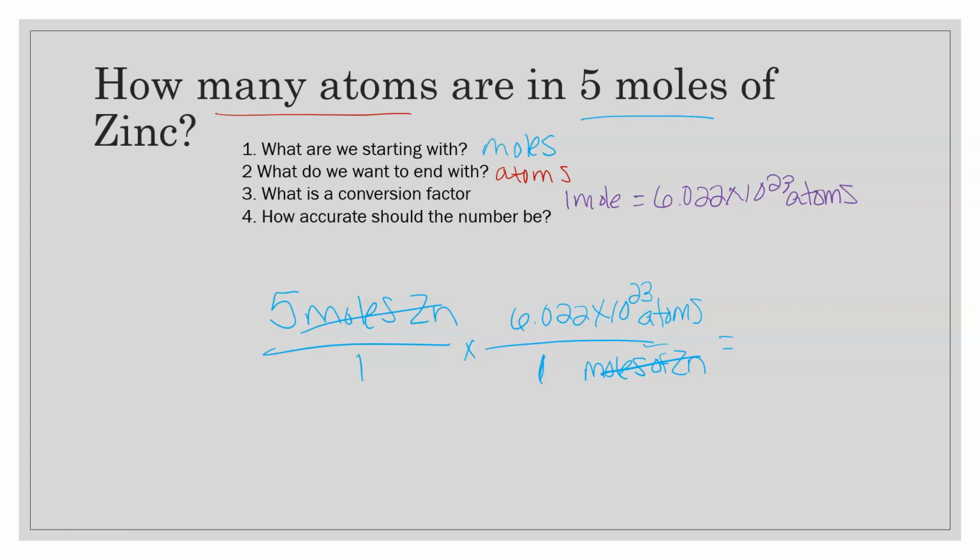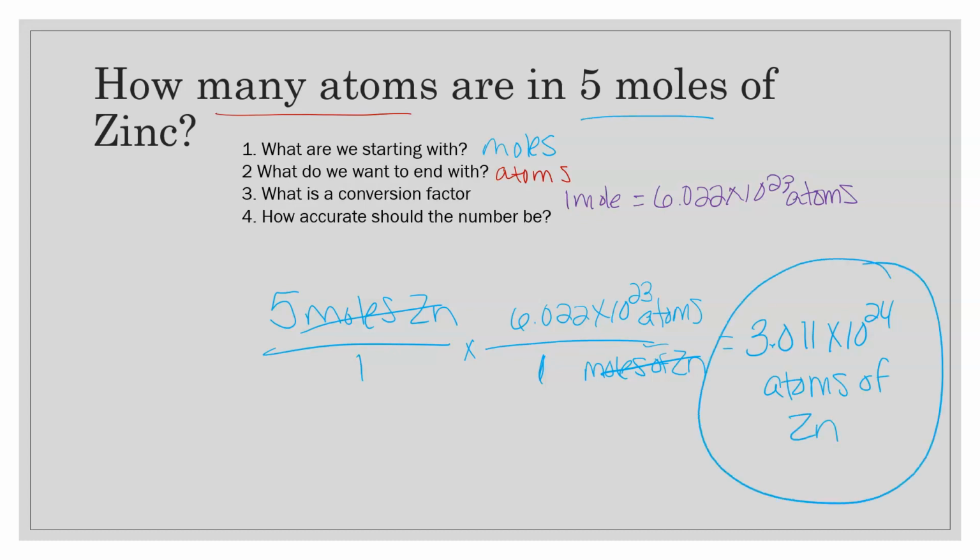Is that what we want to end with? Well, we look up here, we wanted to end with atoms. Yep, so we don't need to do any other conversion. We would just multiply 5 times 6.022 times 10 to the 23rd atoms, and we would get 3.011 times 10 to the 24th atoms of zinc in 5 moles. Okay, so here is our answer. We got the atoms that we wanted. We started with moles. So again, we're just going to be doing simple conversion factors using this dimensional analysis because you can check to make sure where you're at, and it helps make sure that your answer is accurate.